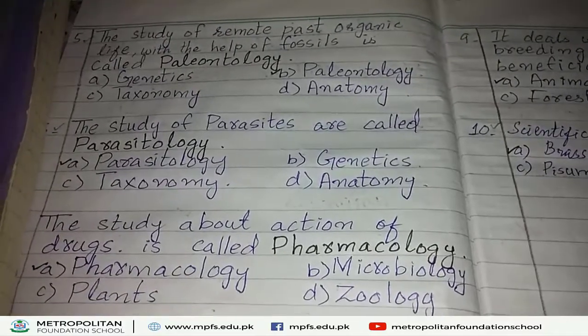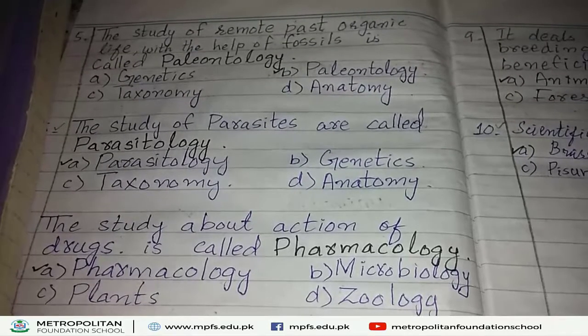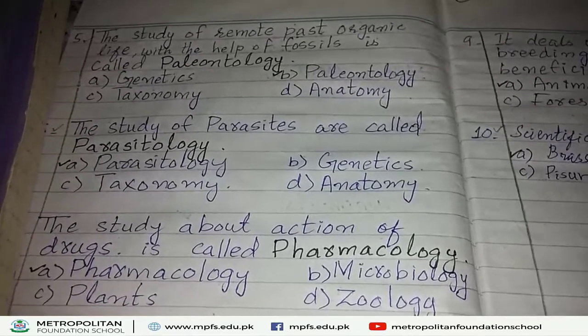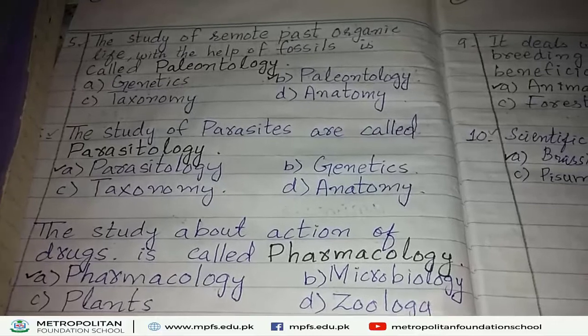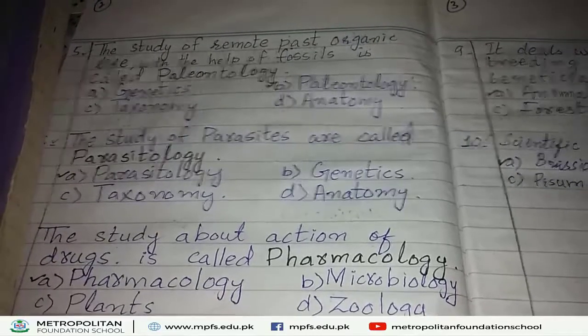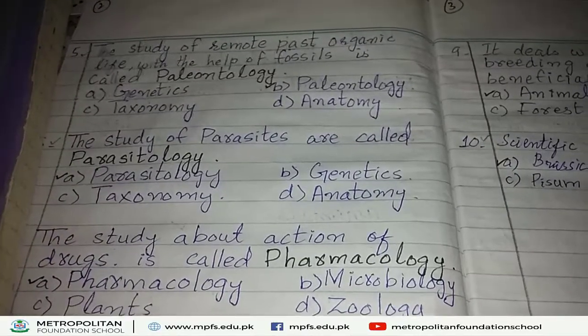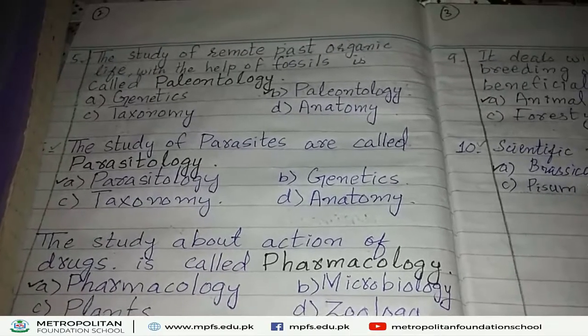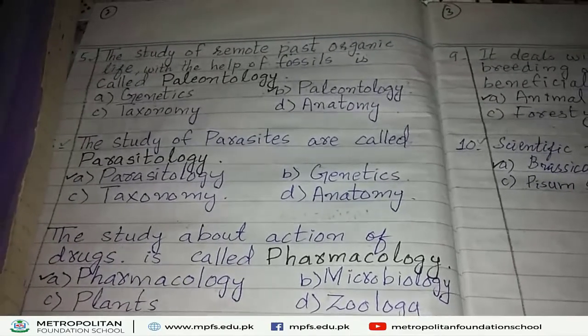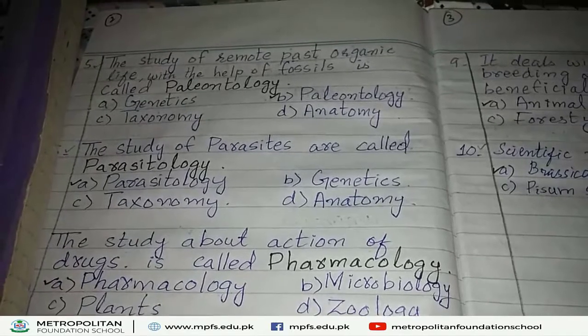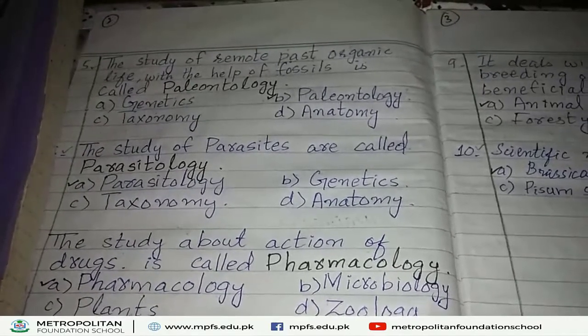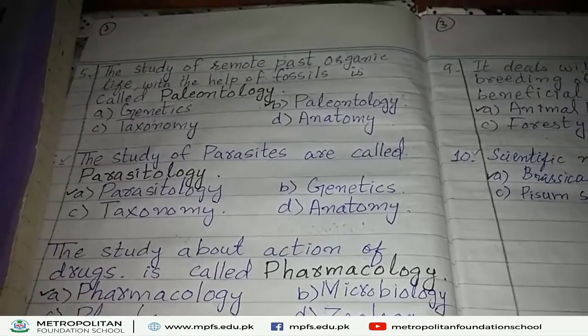You know students, several pharmaceutical companies make medicines and drugs, and these drugs are used for the treatment of many diseases. So the branch of biology in which we study about action of drugs is called pharmacology.